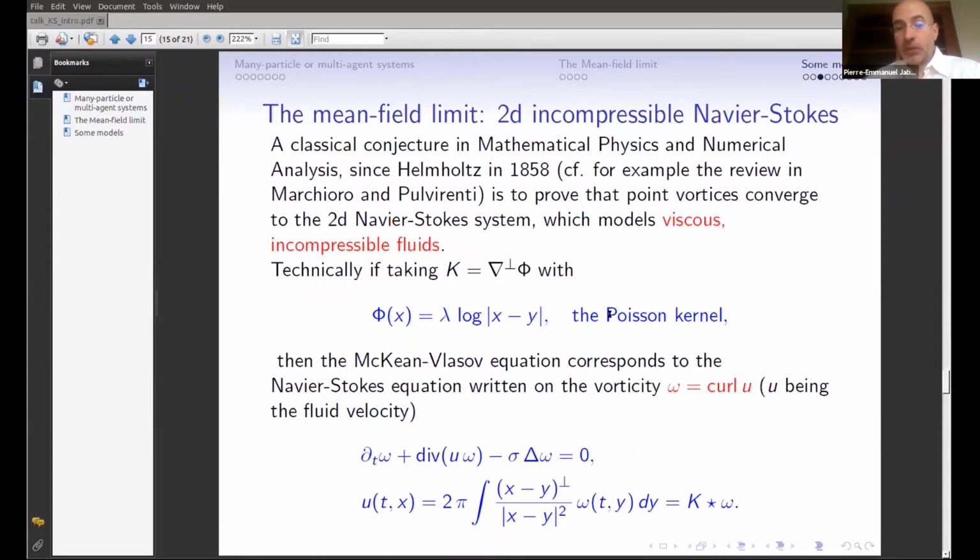And again, mathematically, the formulas are relatively simple. If I take the mean field limit that I had written, so if I take the system before, and I just introduce the Poisson kernel in dimension 2, then this McKean-Vlasov equation exactly corresponds to the 2D Navier-Stokes written on the vorticity, so on the curl of u, u being the fluid velocity. And you have a very well-known system below.